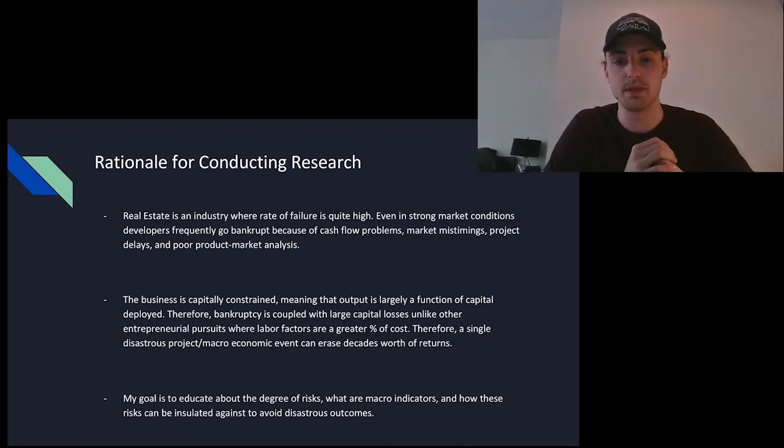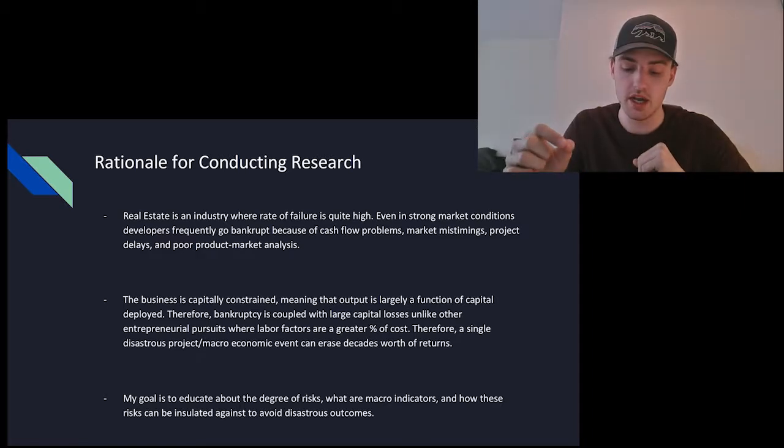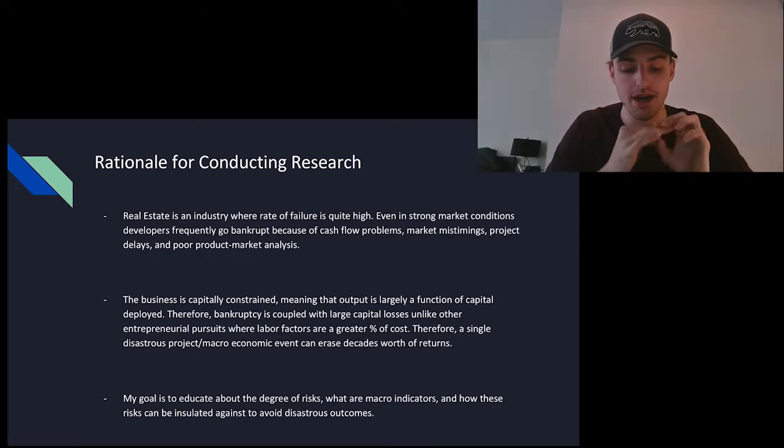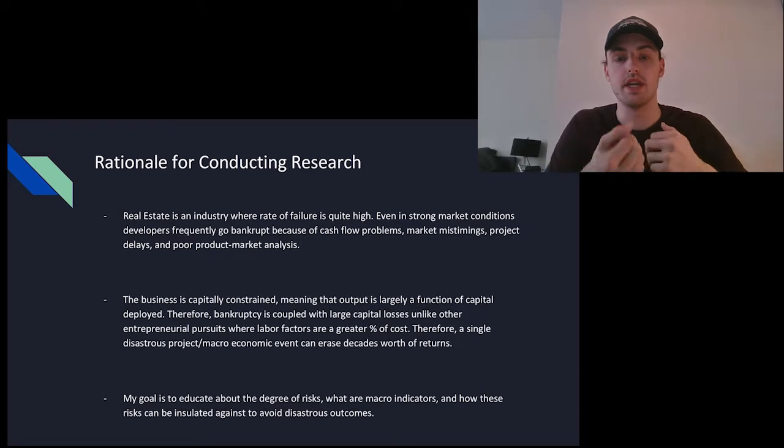So here's some specific rationale for conducting the research that I want to do. Firstly, real estate is an industry where the rate of failure is quite high. Even in strong market conditions, developers frequently go bankrupt because of cash flow problems, market mistiming, project delays, and poor product market analysis. And this really gets to the nature of real estate and some of the problems that are faced in it.